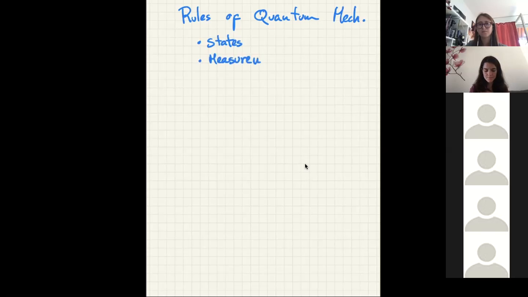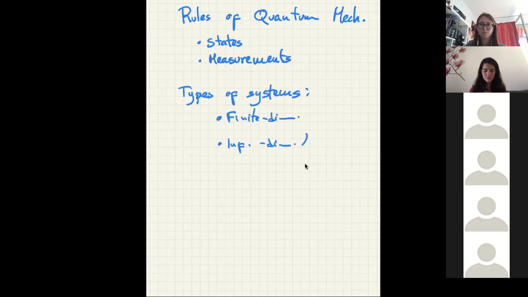And we'll try to talk always about different types of systems: finite dimensional, and infinite dimensional, of which they can be discrete or continuous.